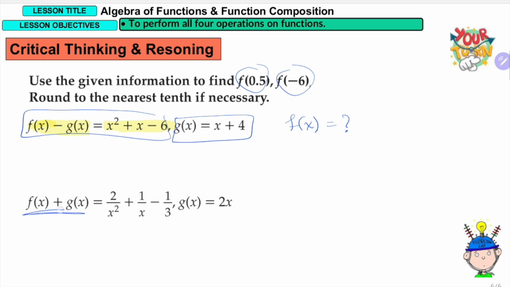Similarly here, but here I'm giving you an addition, or a sum. And also I'm giving you g of x as 2x. Then you need to figure out what f of x is, so that if you add it with g of x, 2x, it will give you this answer. So figure out f of x, and then again evaluate f of 0.5 and f of negative 6.